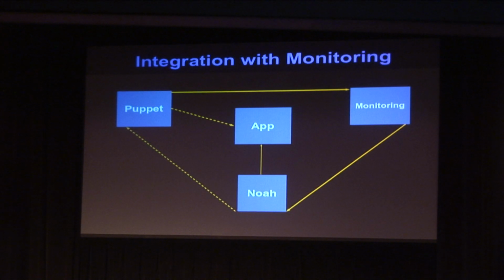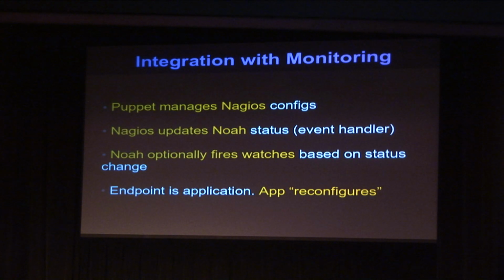Monitoring. Some people may know, I think monitoring sucks. It's kind of a personal crusade of mine. This particular building block uses Nagios, based on the one we showed earlier, but essentially Puppet manages your Nagios configs. Nagios updates Noah statuses in your host and services with an event handler. Again, it can just be a curl call if you want it to be your event handler. It doesn't matter because it's a very simple interface.